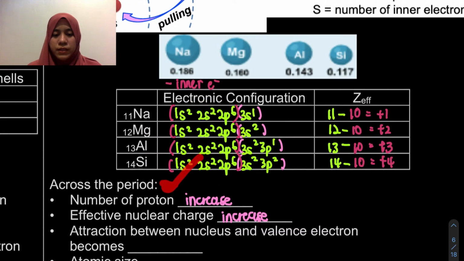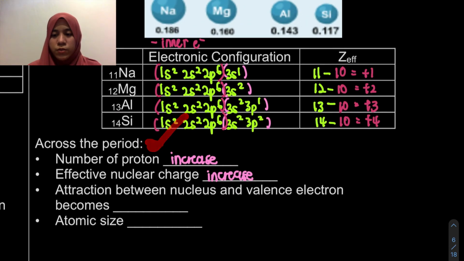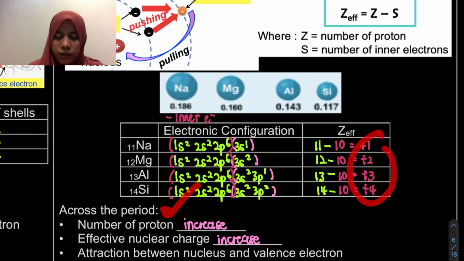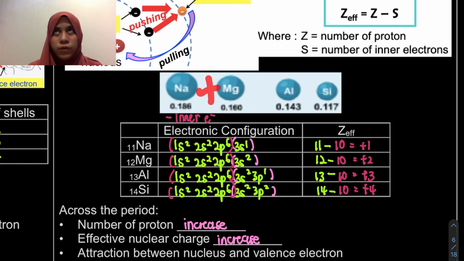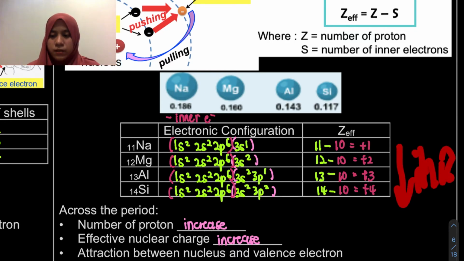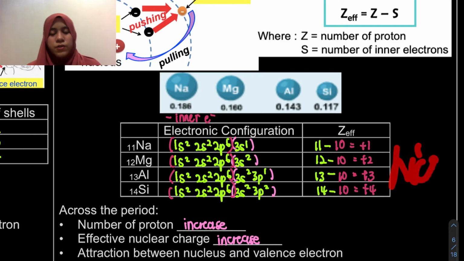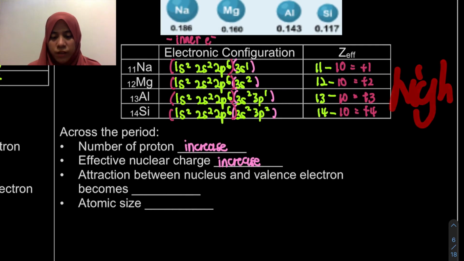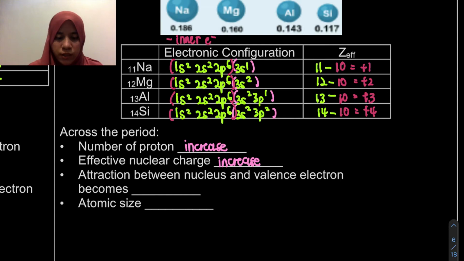So what happens next is that when the effective nuclear charge increases, it means the outermost electron of sodium feels an attraction to the nucleus of positive 1. For magnesium it is positive 2. So as we can see, the attraction is becoming higher. The attraction between the nucleus and the valence electron becomes stronger. So when the attraction becomes stronger, the atom may become smaller. So the atomic size decreases.